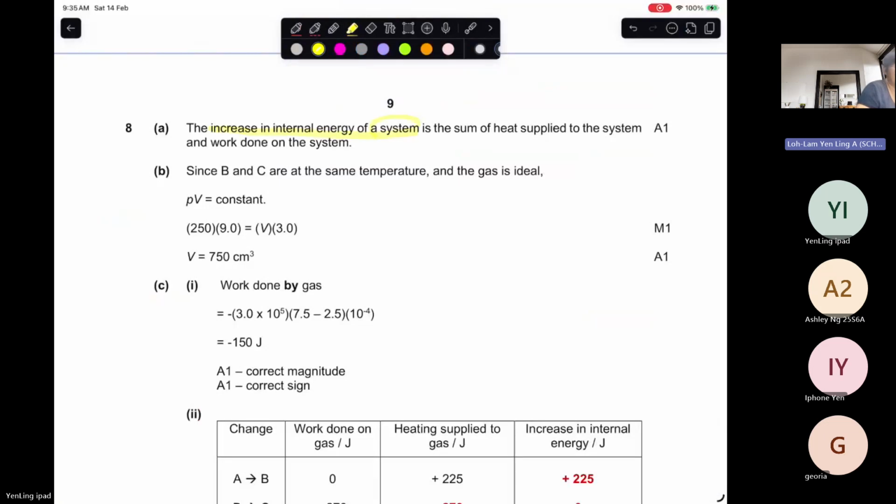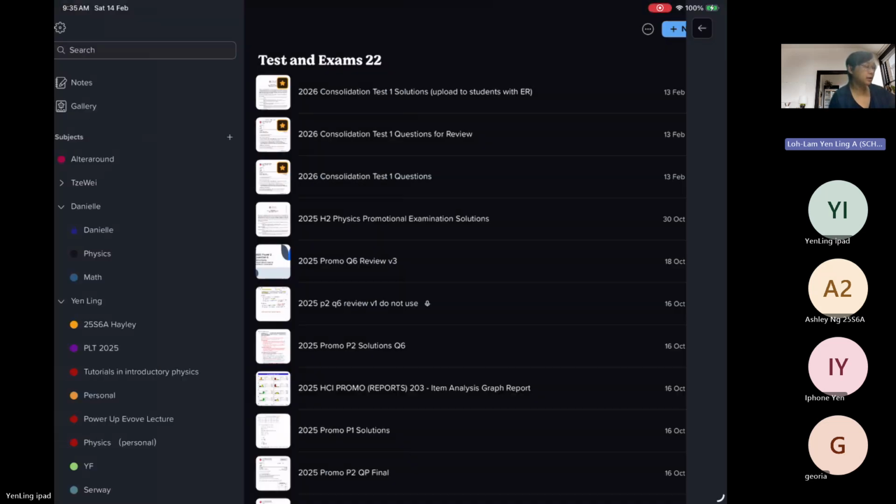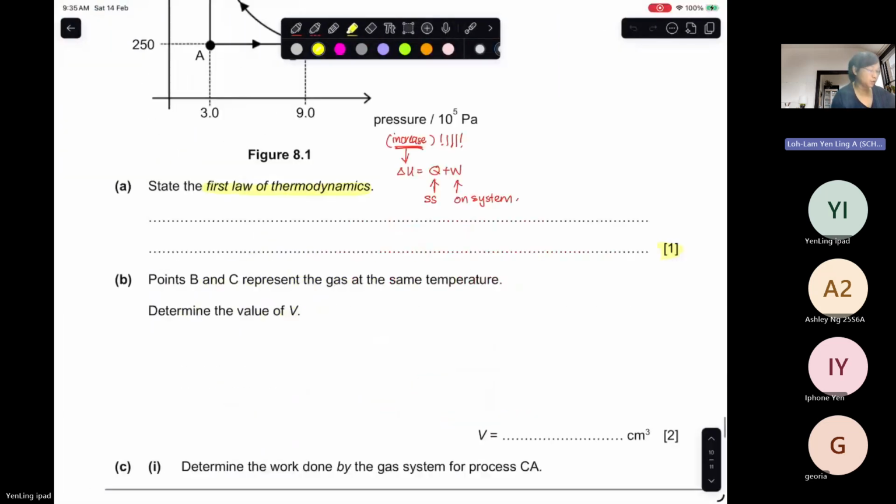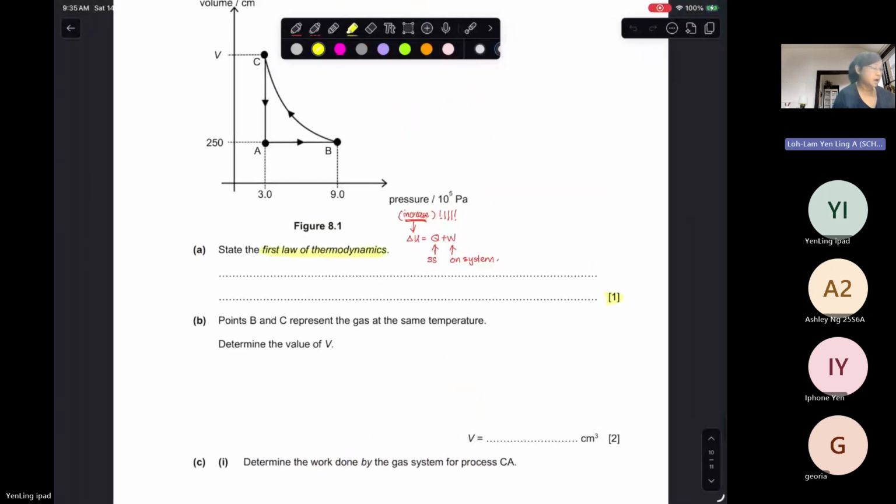Increase is about a system, not just an ideal gas. So if you write ideal gas, it's also wrong. Any system will do. It is nothing more than a restatement of conservation of energy. All right. So the next thing, I think most of you were able to get this mark.